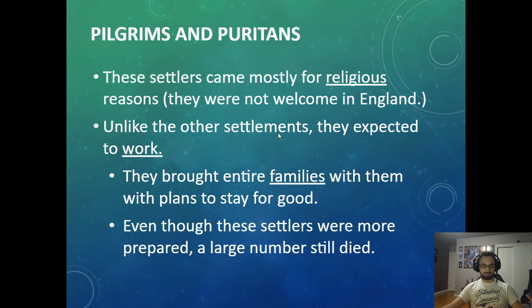And even though these settlers were more prepared, a large number of them still ended up dying because of the environment. It was a dangerous environment. It was hard work. They ended up landing further north than they expected, so they were facing the cold. A lot of different reasons.